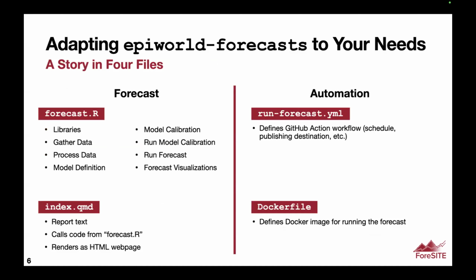Okay, so obviously the goal of this tool is for you to be able to use this for your own forecasts. And to that end, essentially there are 4 files that you would need to modify to adapt to your own needs. There are the forecast files, there are 2 of those, and then there are automation files. The forecast files are going to require heavier changes. So forecast.R is the R file that holds all the business logic. This is loading all the libraries, doing your calibration, running the forecast. All of that happens here in one file.